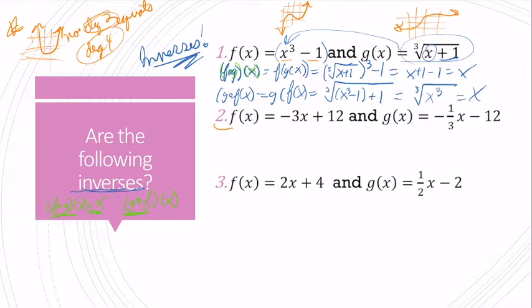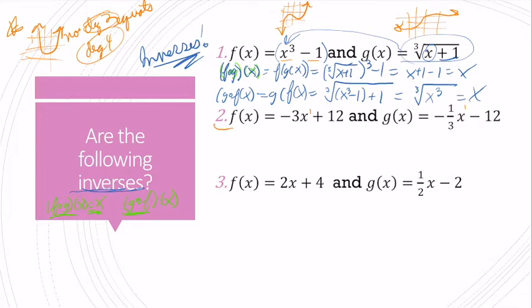So f of x is a linear equation. It's a degree 1 equation. g of x is a linear equation. It's a degree 1 equation. So both of these would pass the horizontal and the vertical line test. But you always want a vertical line test first. So let's go ahead and compose the two.